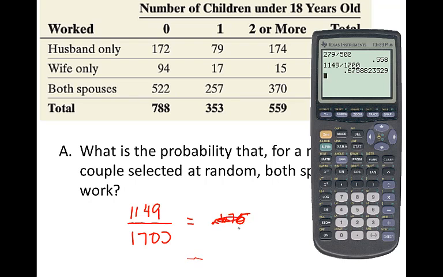I don't like that. 0.676. Or you could write this as a percent sometimes, 67.6%. If you are taking a course with my math lab, it'll tell you how to input the answer and what to round to.